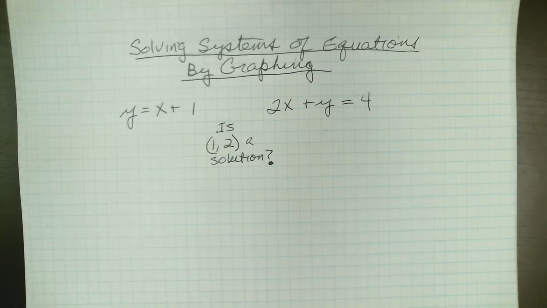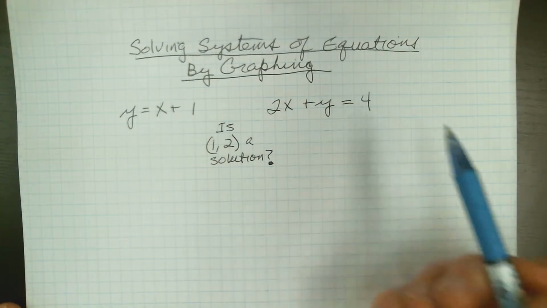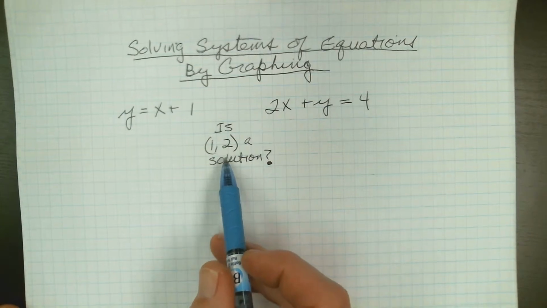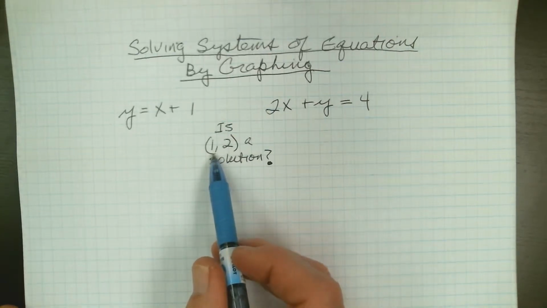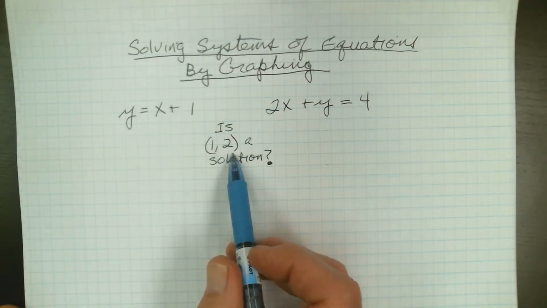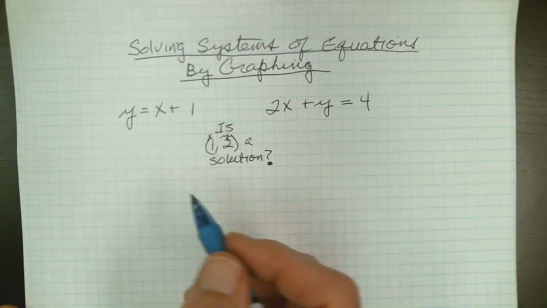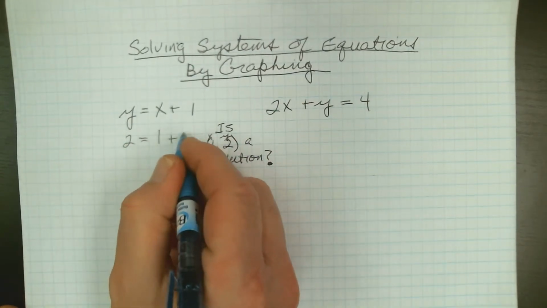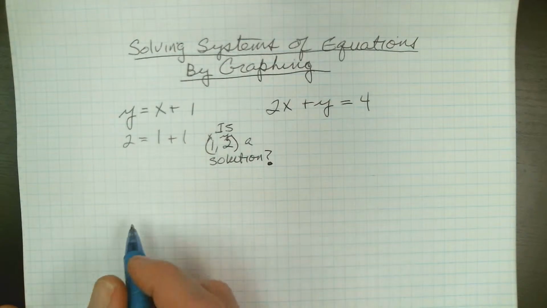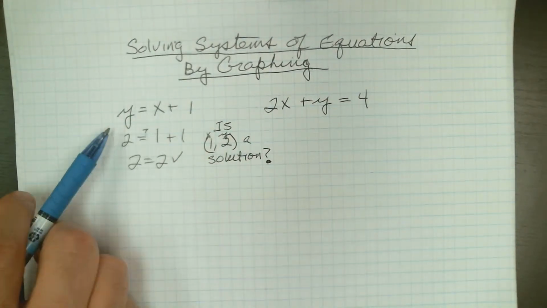So in this one we're given two equations here, y is equal to x plus 1, and the other one 2x plus y is equal to 4, and we're asked whether the ordered pair (1, 2) is a solution. In other words, will the ordered pair x is equal to 1 and y is equal to 2 fit? So this, of course, is x and this is y, and so we're going to plug that in. So y is 2, x is 1, and we get 2 is equal to 1 plus 1, question mark. 2 is equal to 2, so it is a solution to that equation.